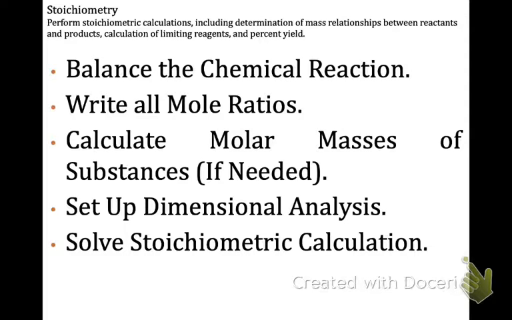Whenever you're performing a stoichiometric calculation, including determining the mass relationship between reactants and products, calculating limiting reactants, and the percent yield, the first thing you have to do is balance the chemical reaction. Then look at all your possible mole ratios because, like we said earlier, those become your conversion factors for the problem. Calculate the molar masses of a substance if needed. Set up dimensional analysis, so set up your railroad, and then solve the calculation.